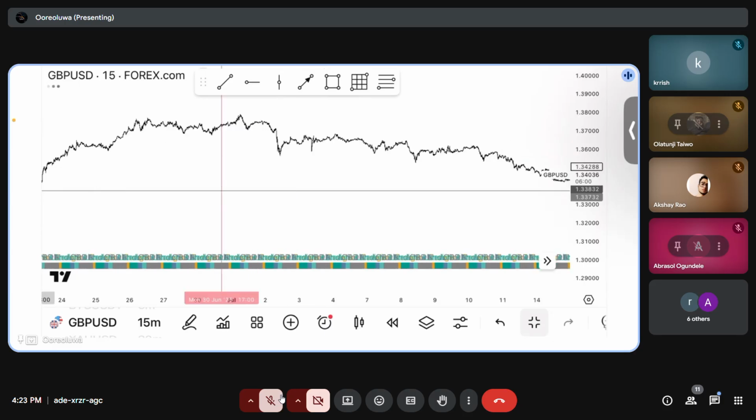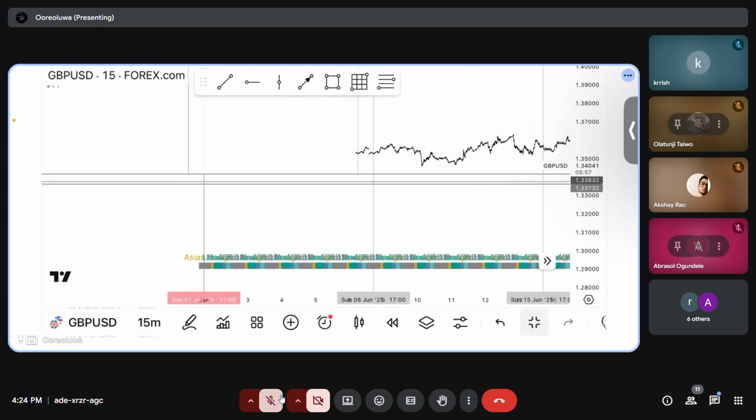It's actually raining here, so the network is just so messed up.